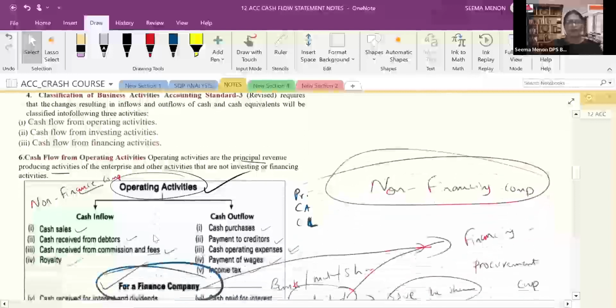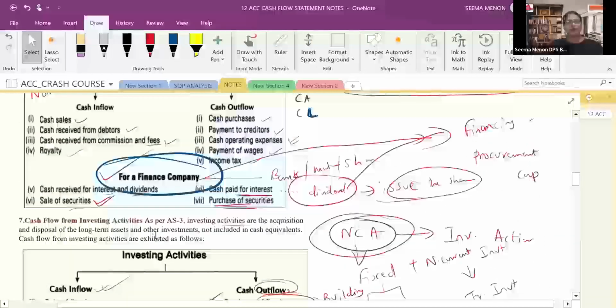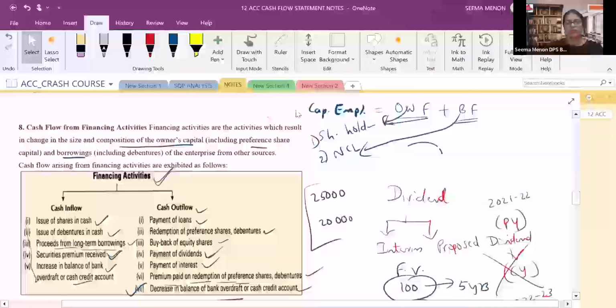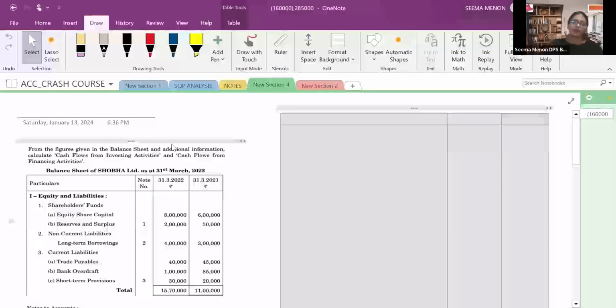After that, all the operating, investing and financing activities, their various cash inflows and cash outflows. That discussion is done. Now tomorrow we'll be starting the new session with the practical session.